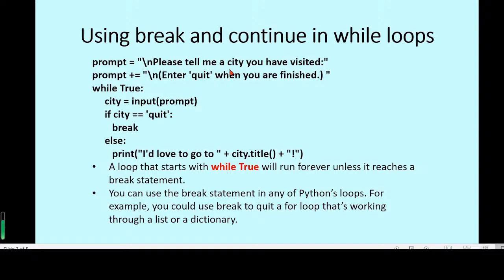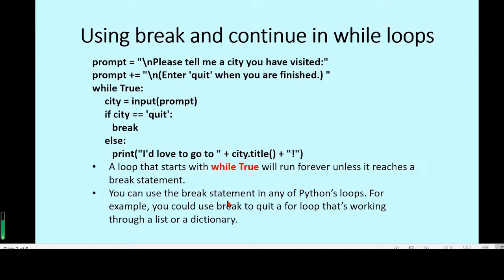Prompt the user to tell a city they have visited and they can enter quit if they are finished. So a while loop with while True starts. While True is always true if nothing else happens. Then prompt the user to input a city. Next is an if test. If the city is quit, then break. Then the while loop stopped. If the city is not quit, then a message I'd love to go to this city is printed out. The loop that starts with while True will run forever unless it reaches a break statement.